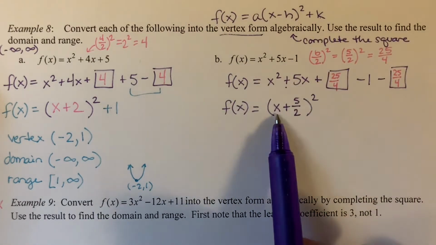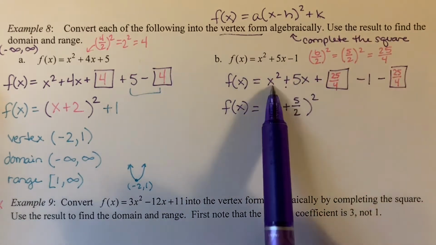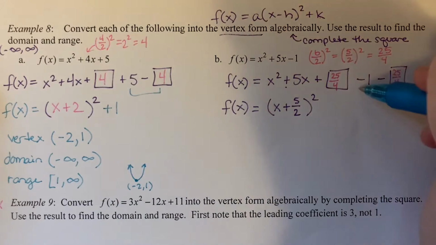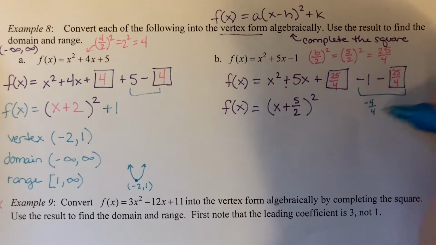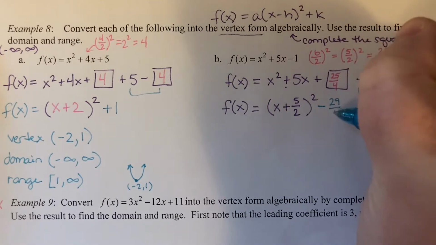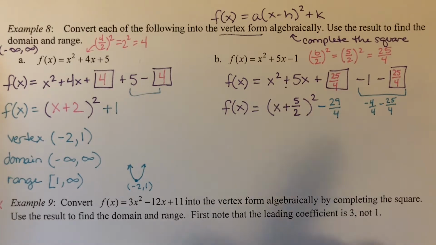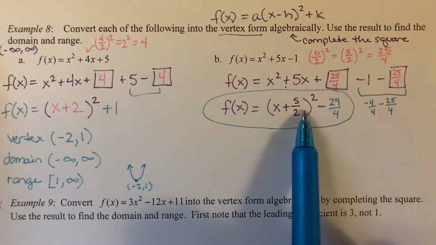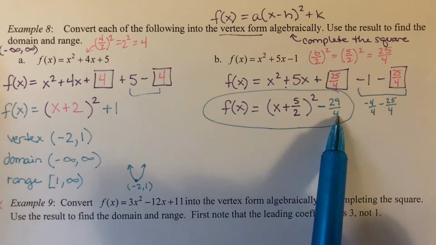So if I used FOIL to multiply out x plus 5 over 2 squared, this is what we'd get. Not with these two pieces, but the x squared plus 5x plus 25 fourths. So now we just need to combine these two. In order to do that, you might want to think of the minus 1 as negative 4 over 4, and then minus 25 over 4. So that'd be minus 29/4. We have to get a common denominator, but 1 is just 4 over 4. So that means that this is our function in just a different form. So if we multiplied this all out, it would get right back to where we started with. This is standard form, this is vertex form.